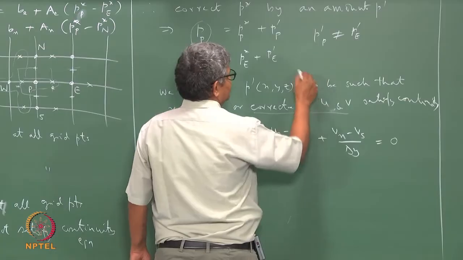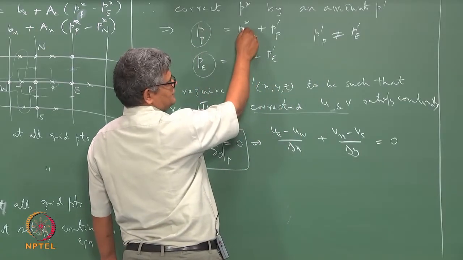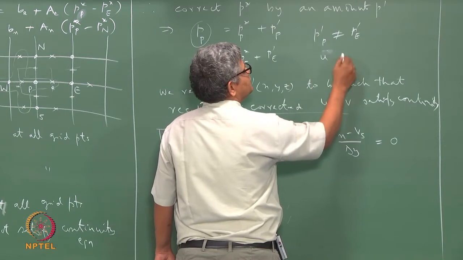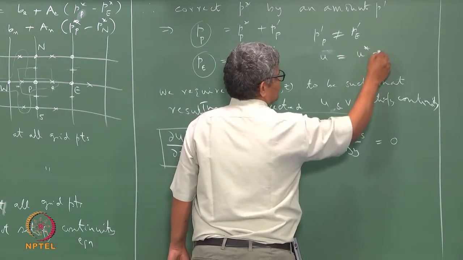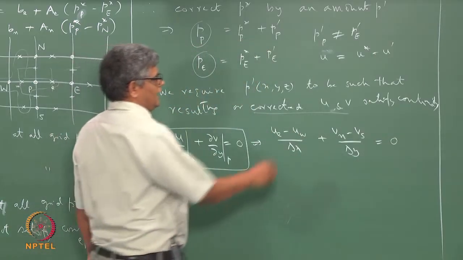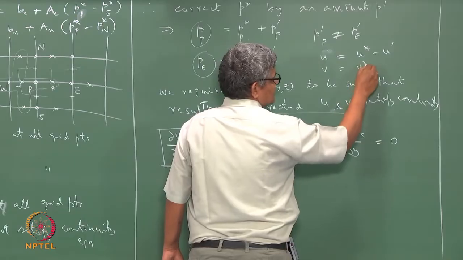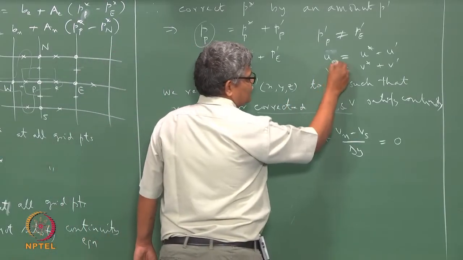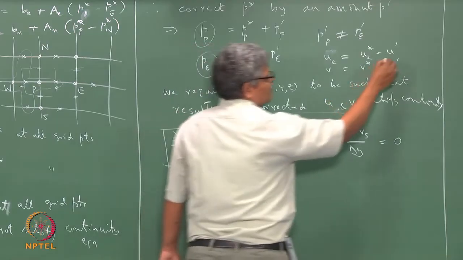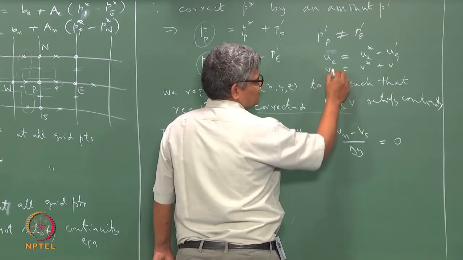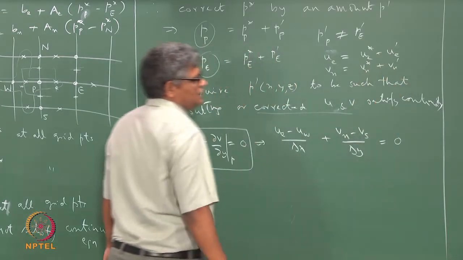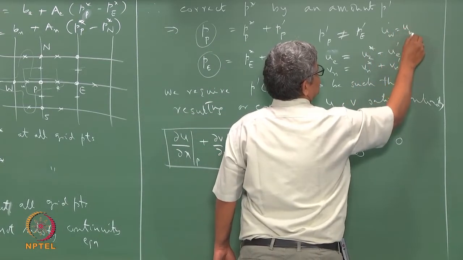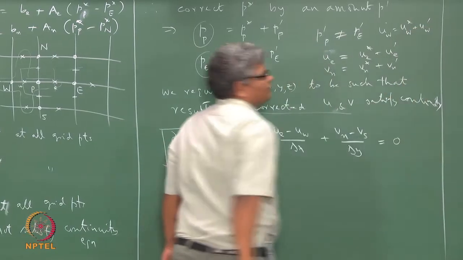Therefore we are saying that just as the true pressure is the starred quantity, the estimated quantity, plus a pressure correction, we can say that the true velocity is u star plus a corrected velocity component u prime, and the true v velocity is the estimated plus a corrected quantity. And specifically we can say that at point small e, this is given by ue star plus ue prime, and vn is equal to vn star plus vn prime. And similarly, we can also write uw is uw star plus uw prime, and so on.